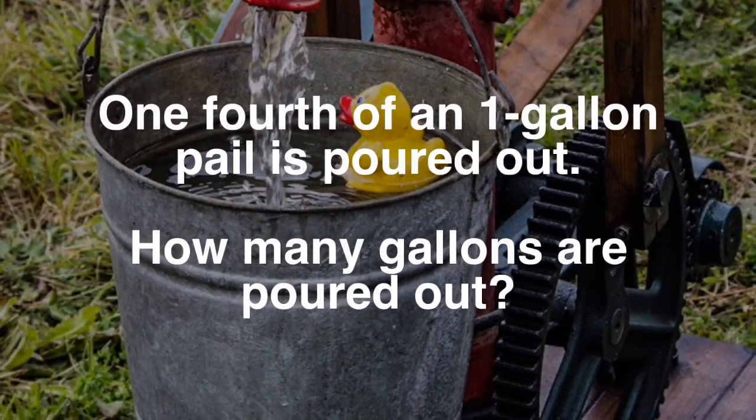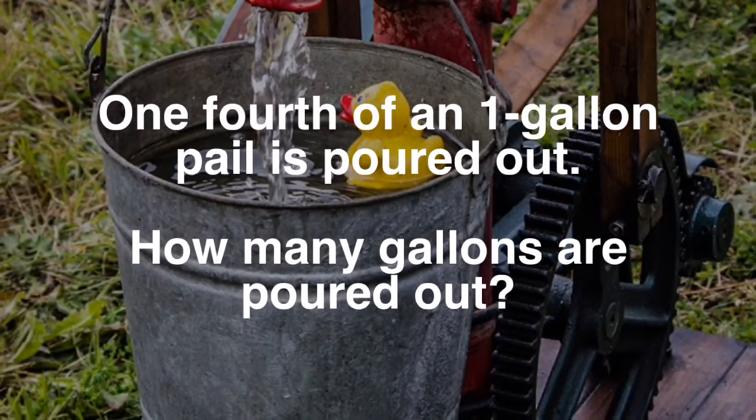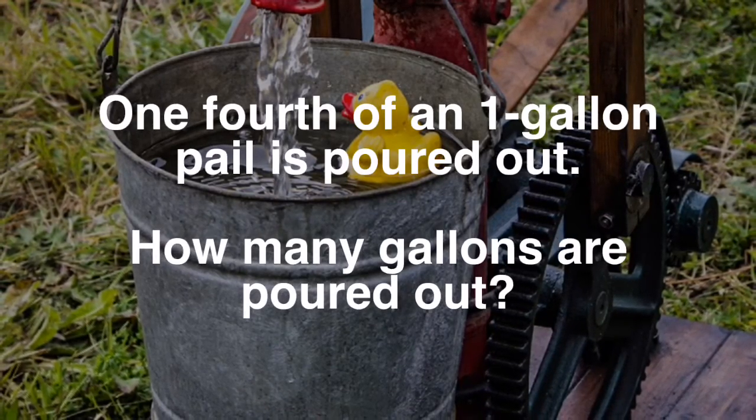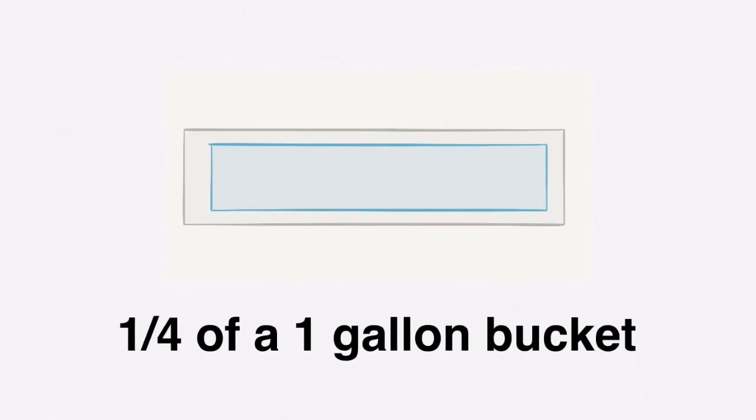Now, we have this 1/4 of a 1 gallon pail to pour out. The pail size is different. Let's illustrate this. Here is our 1 gallon bucket. We need to pour out 1/4 of it. And remember, in order to have a fourth of something, we need that something broken into 4 parts, one of which we will be pouring out in this case.